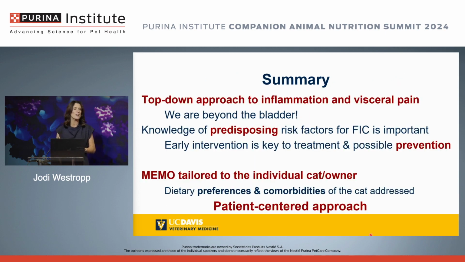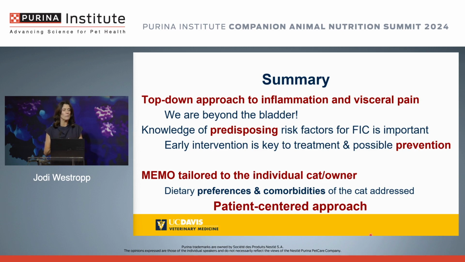So to summarize this talk, I think with FIC, hopefully we're all convinced, the top-down approach for the inflammation seen in this disease is likely most plausible for what causes the visceral pain. I think we're well beyond the bladder. Knowledge of both predisposing risk factors can be important, and I think early intervention is key in possibly preventing the disease. I think memotherapy should be tailored to the individual cat and the owner, allowing both to express their preferences.